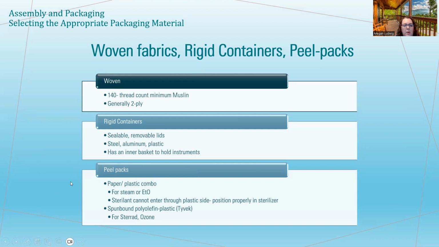Okay, and then you have peel packs. Notice there's a couple options here. You could do the paper plastic combo, which is acceptable for steam or ETO, ethylene oxide, or you could have a Tyvek type of plastic. So with this paper plastic, it says sterilant cannot enter through the plastic side. So when we talked about positioning in that sterilizer load, they have to be upright on their side, not laying down or flat. That way the sterilant can get through the paper side. And then the Tyvek is for Sterrad or an ozone type of sterilizer.